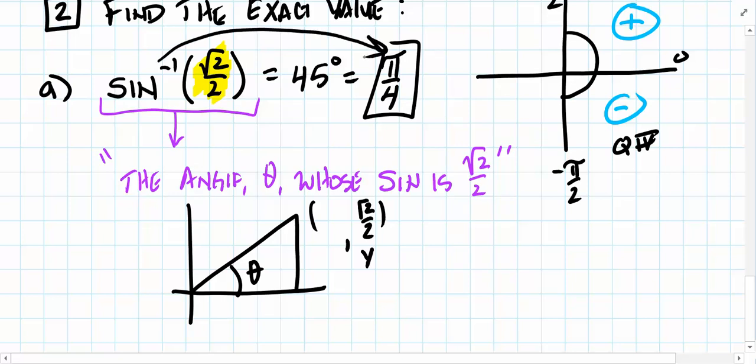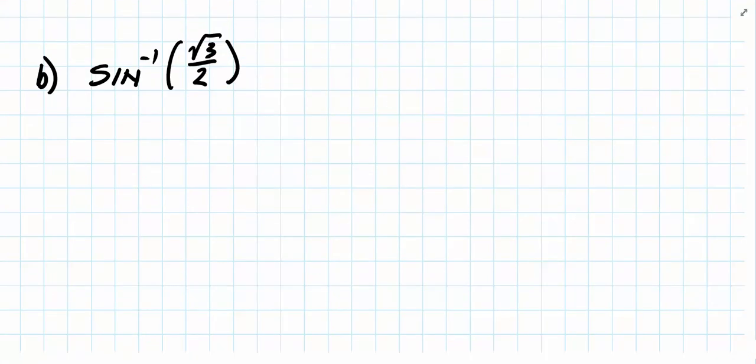Okay, here we go. We are taking a look at the expression inverse sine of root 3 over 2. And by the way, that doesn't mean 1 over the sine. That's not what that negative 1 means. This does not mean cosecant. Okay, just as a side note, some people get confused with that. Right. So here we go.